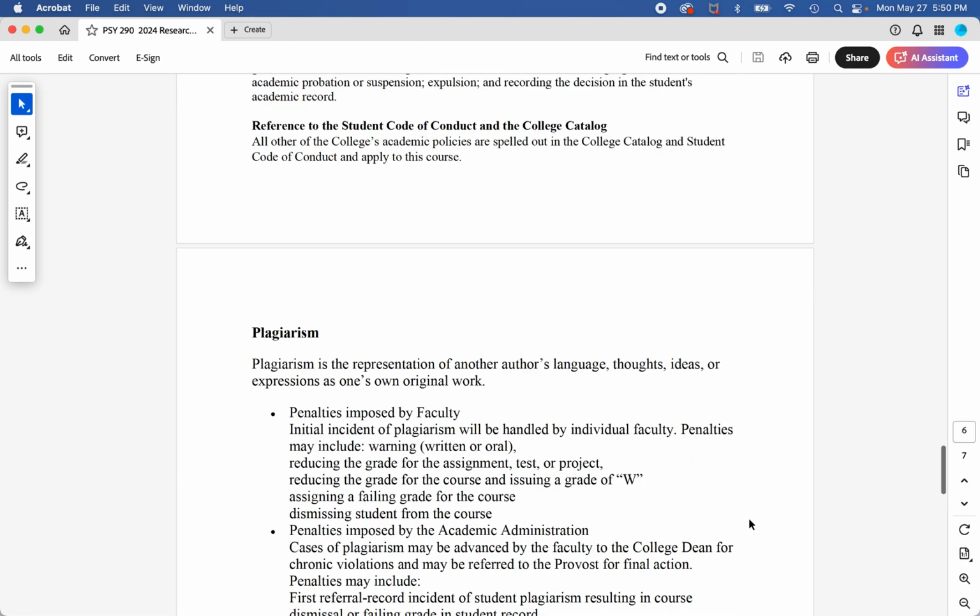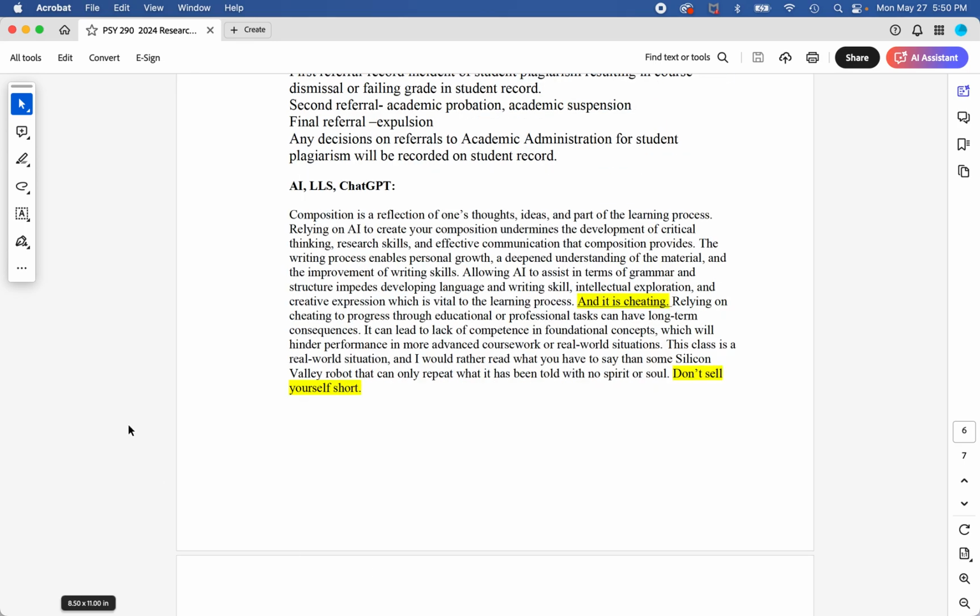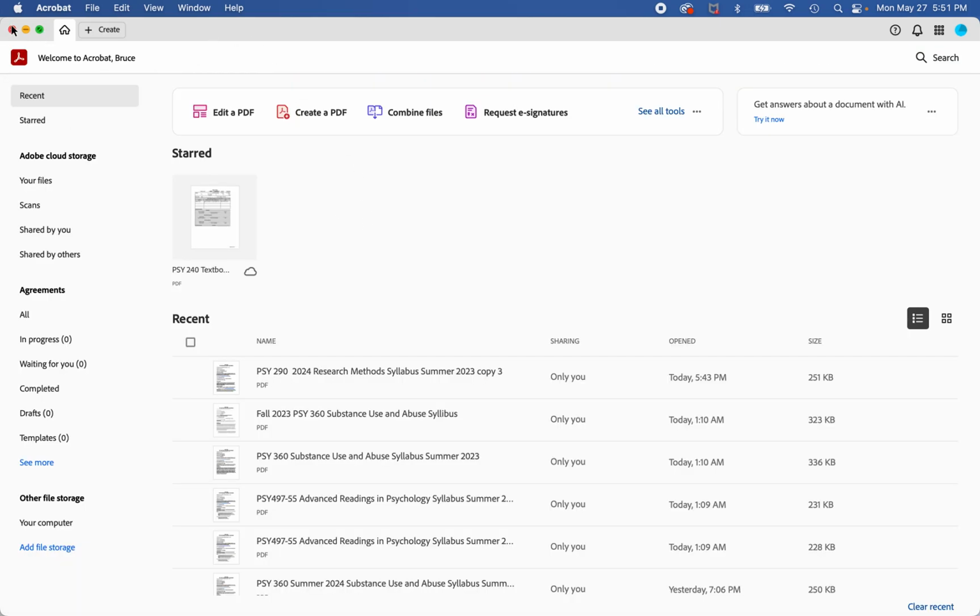And we've already talked about ChatGPT and how I feel that it's negative. I think that we are smarter than Silicon Valley robots. So, Siri, what can I do next? Well, let's turn this off and go to the lecture.